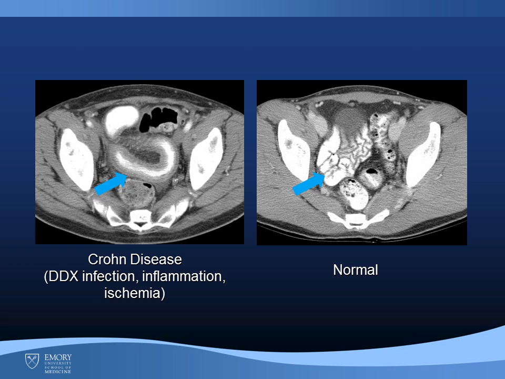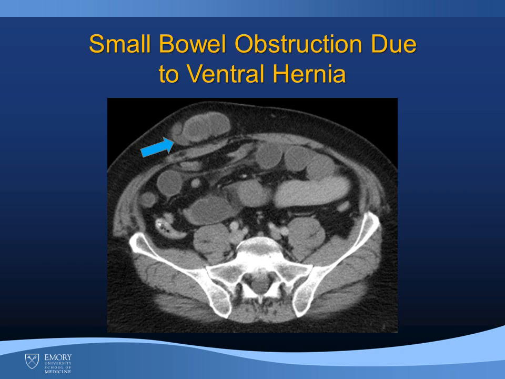Here are some examples of differentiation on CT between abnormal thickened bowel and Crohn's disease on the left and normal bowel on the right. Here's a small bowel obstruction due to ventral hernia. Again, this can be seen occasionally on PET or PET-CT and should be further evaluated.